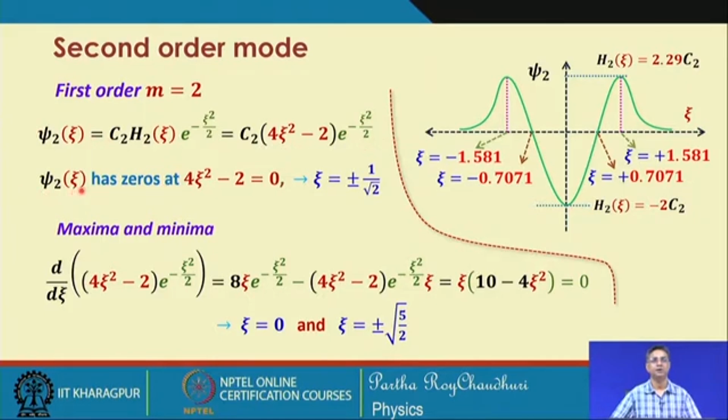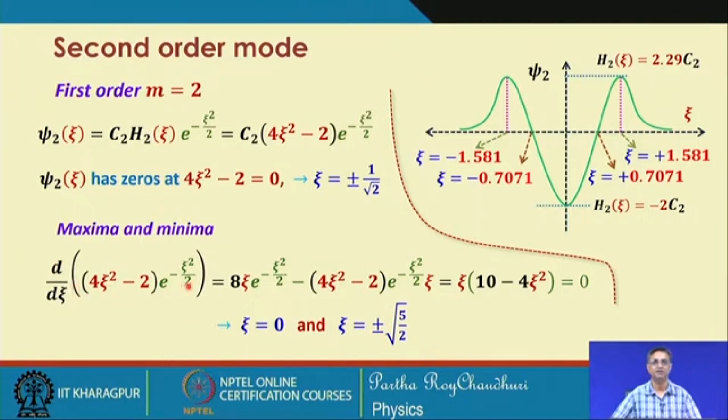Now, psi 2 has zeros at this quantity equal to 0, 4 xi square minus 2 equal to 0, that gives you xi equal to plus minus 1 by under root 2. So, these are the points where psi 2 will be 0, and for the rest of the points we will have to look for the maxima and minima.